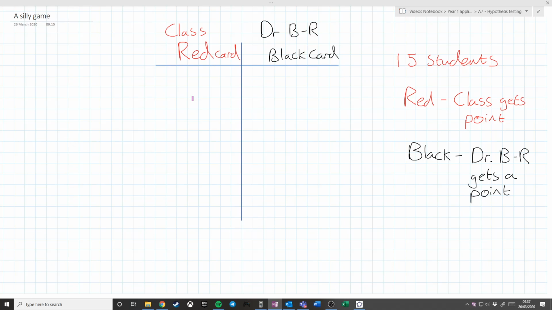And what I'm going to do is come around the class and let people choose, free choice, one of the cards. Now, if it's a fair pack of cards, and I'm telling you it is, half of them are black and half of them are red. So if the randomly chosen card by the student is red, the class get a point. And if it's black, then I get a point. That's it. It's not a great game, but there we go. It is going to tell us something.